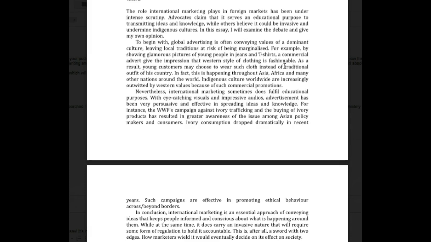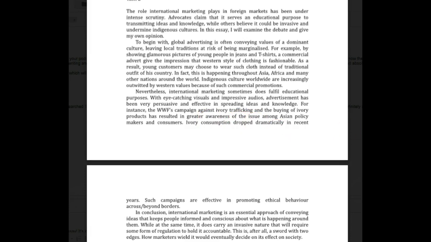Indigenous cultures worldwide are increasingly outwitted by Western values because of such commercial promotions. All right, that's actually very nice. I like that. Nevertheless, international marketing sometimes does fulfill educational purposes. With eye-catching visuals and impressive audios, advertisement has been very persuasive and effective in spreading ideas and knowledge. For instance, the WWF's campaign against ivory trafficking, and the purchasing of ivory products has resulted in greater awareness of the issue among Asian policymakers and consumers. Ivory consumption dropped dramatically in recent years. This probably should have been has dropped.